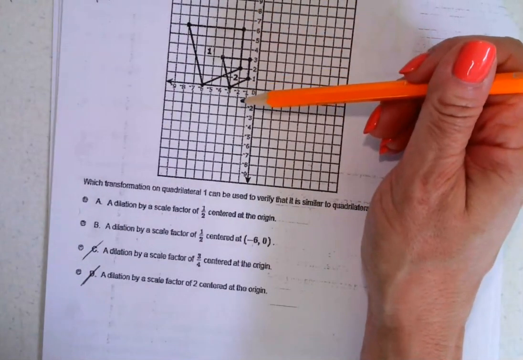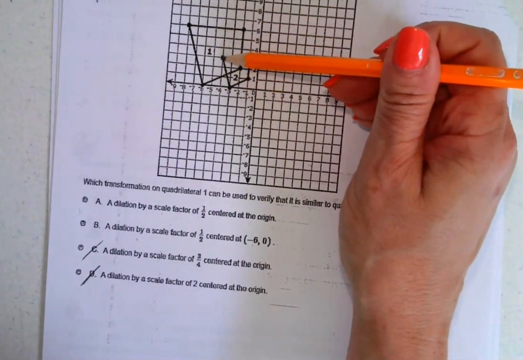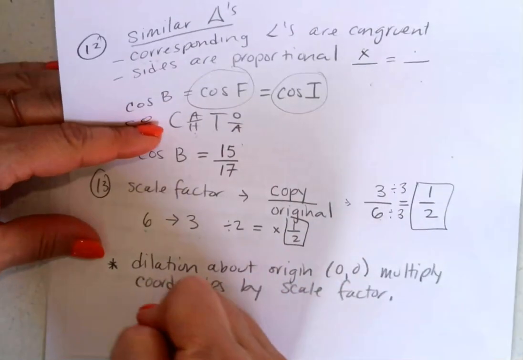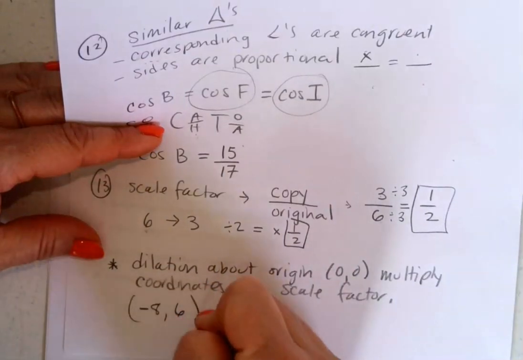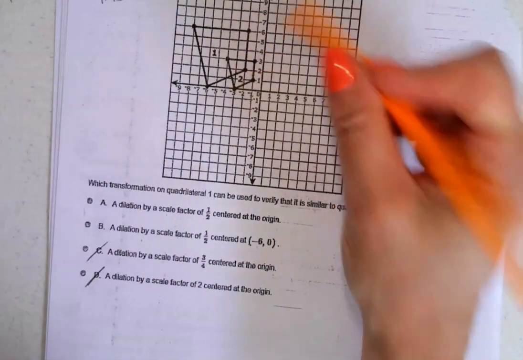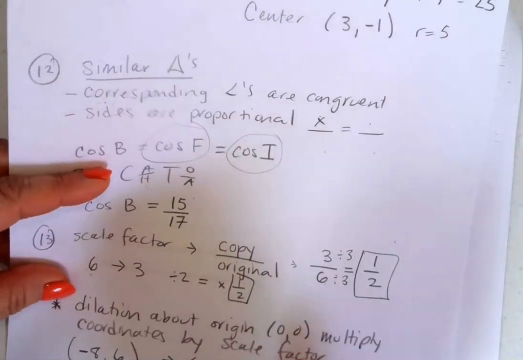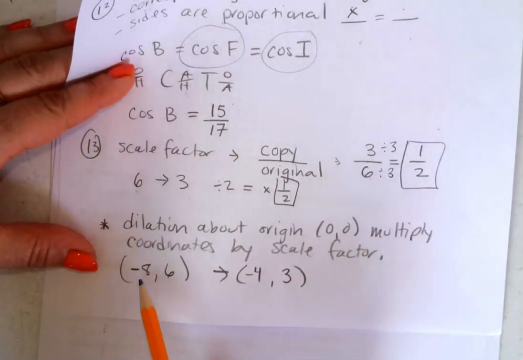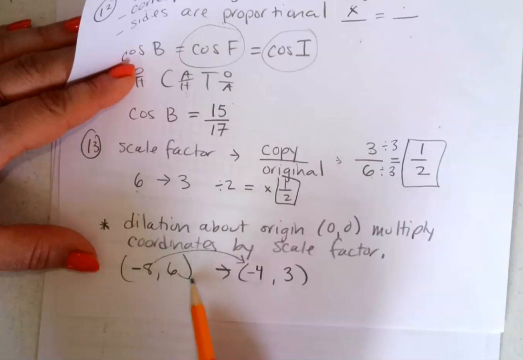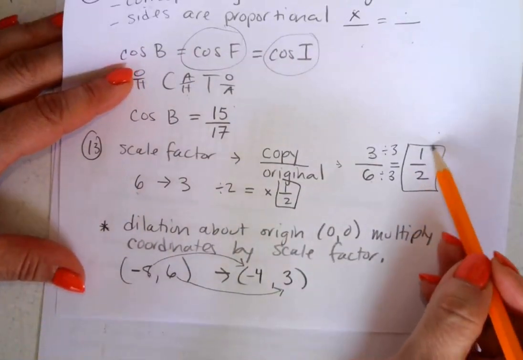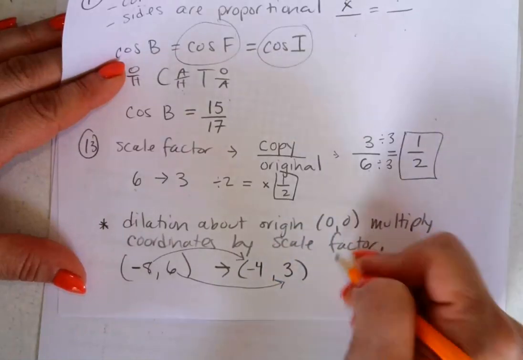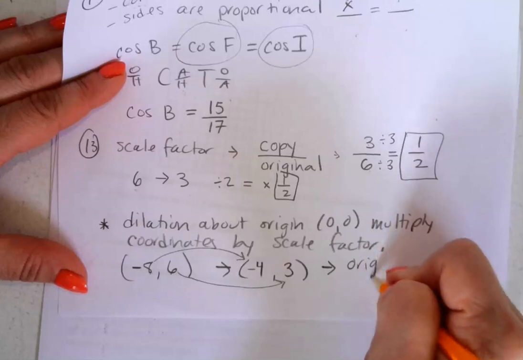So let's pick a point. I'm going to pick this one right here. Start here with number 1, negative 8, 6. So negative 8, 6, after the dilation, goes to this point, negative 4, 3. And we can see that 1/2 of 8 is negative 4, and 1/2 of 6 is 3. So if we just use the scale factor, we get the point. So that means that the center is the origin.